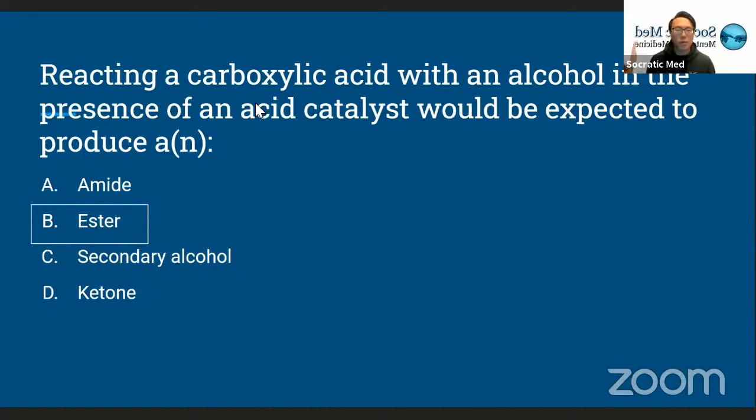For choice A, an amide, you would need either ammonia or an amine group. For ketone, you would have to reduce the carboxylic acid. Similarly for secondary alcohol, that would take a lot of work if you want to form that, but you would have to reduce it as well. So choice B is the correct answer.